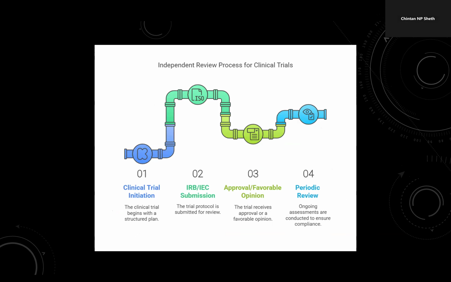Clinical trials should be subject to an independent review by IRB or IEC. A trial should be conducted in compliance with the protocol that received prior IRB or IEC approval, that is, a favorable opinion. The periodic review of the trial should also be conducted in accordance with the applicable regulatory requirements.